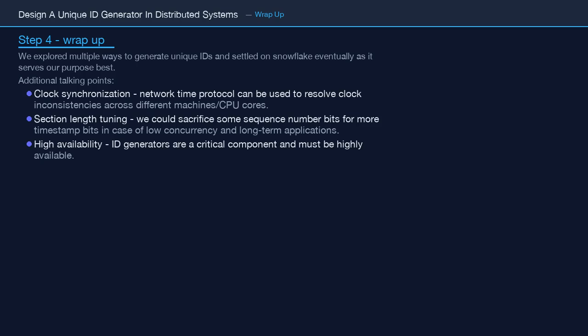Third, high availability. ID generators sit in a critical path, almost every write operation in your system depends on them. If an ID generator goes down, requests stall. That means redundancy, failover strategies, and careful operational monitoring aren't optional here, they're essential.